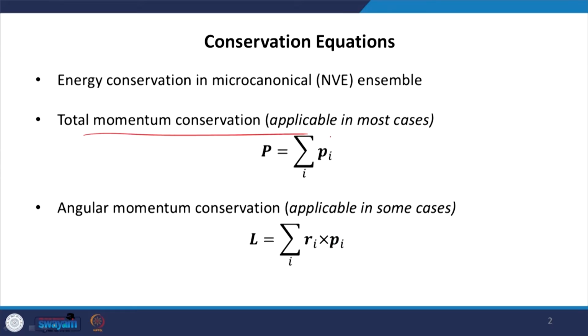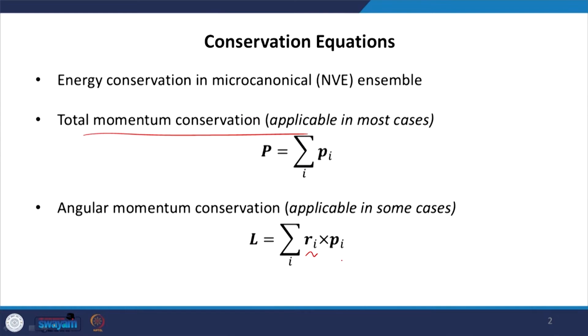In addition to this, in most cases we also have some conservation equations that have to be valid. For example, when we are working in the microcanonical or NVE ensemble, the energy of the system has to be conserved. Similarly, in many cases, we may have some total momentum conservation. That is, if I sum over the momenta of all the particles in the system, that has to be constant. In certain cases, we also have conservation of angular momentum, that is defined as the position crossed with the momenta of the particle, again summed over all the particles. It is not true in every MD case, but in certain cases this also has to be there.